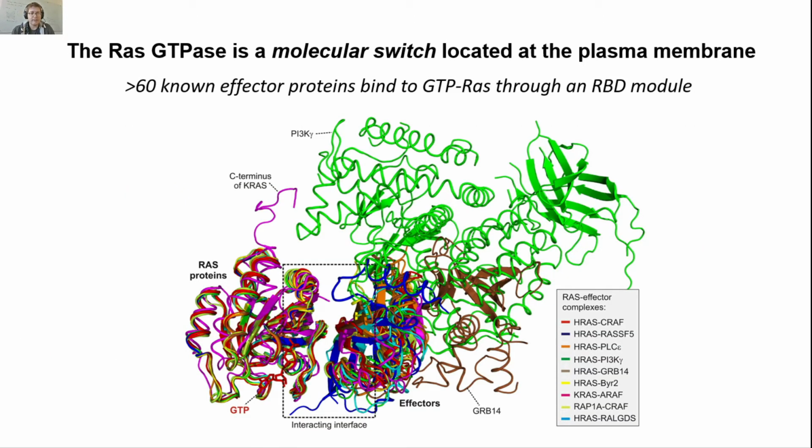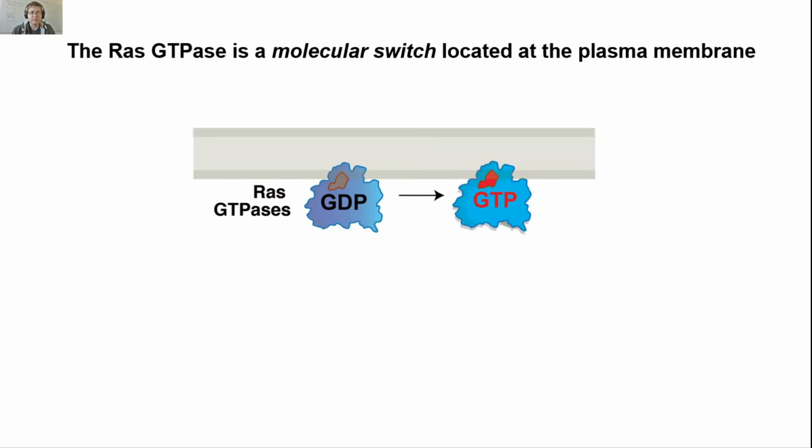And there are at present over 60 different known effector proteins that can bind to GTP-bound Ras through a Ras binding domain molecule. This figure's a little bit busy, but what it's trying to show you is, if you have this Ras protein loaded with GDP, and they overlay all the different structures of things that can interact with the GTP-bound form of Ras, there's this kind of conserved interface where these Ras binding domain modules all interact. And so in this way, the Ras GTPase, when activated, provides a platform to assemble a whole bunch of different effector molecules. And so let's start to put this logic together here.